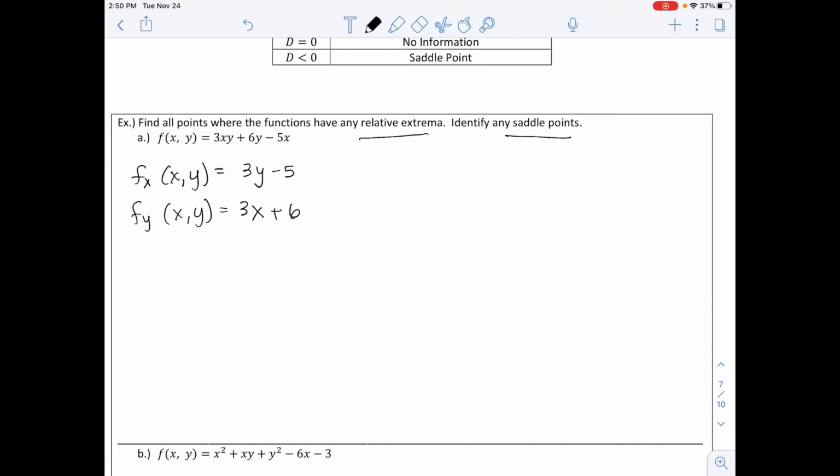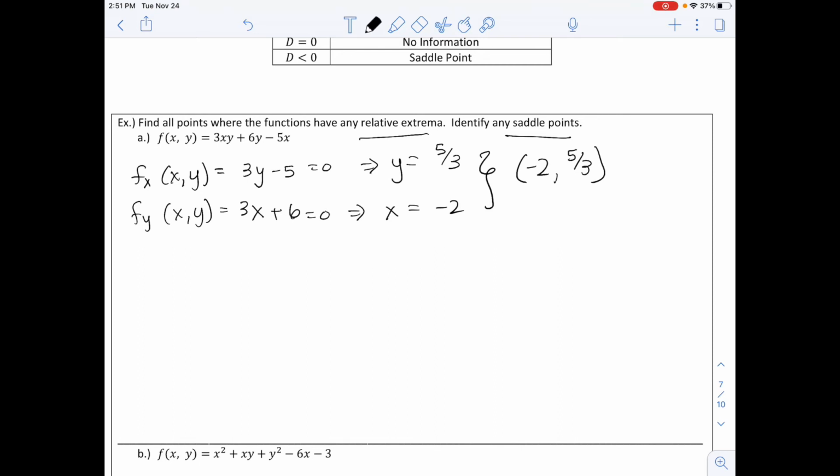And you'll notice that setting each of these equal to 0, you will find that y is equal to, adding 5 and dividing by 3, 5/3. And x is equal to subtracting 6 and dividing by 3, so -2. So from this, we get our value of (a, b) is (-2, 5/3). And again, this is our critical point, and written in the formulas up above it is our (a, b).